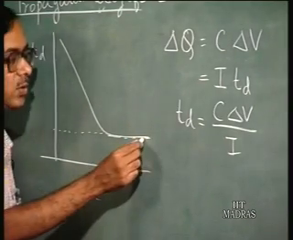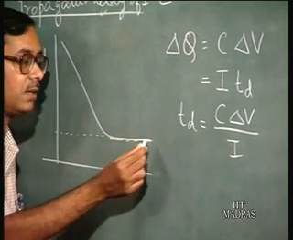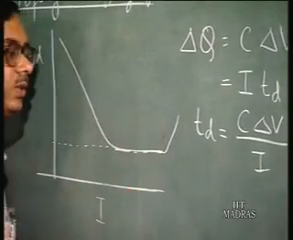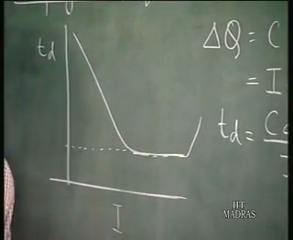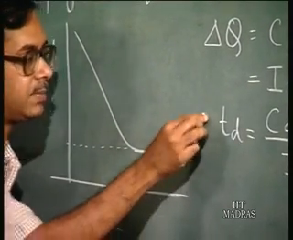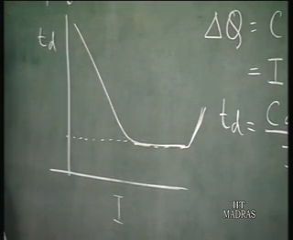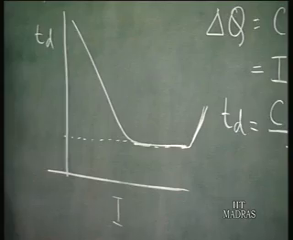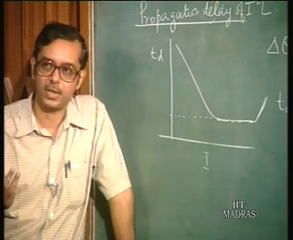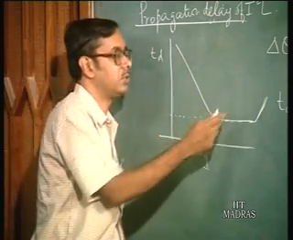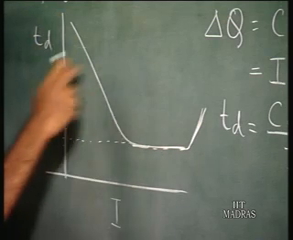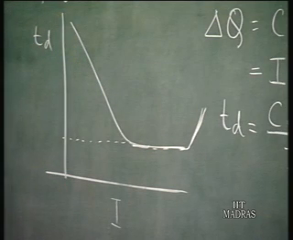In fact, if you go on increasing the current too much, the delay goes up. That is because of some other effects called high injection effects in bipolar transistors, which degrade the device operation. So basically you have this type of curve for Td versus I.